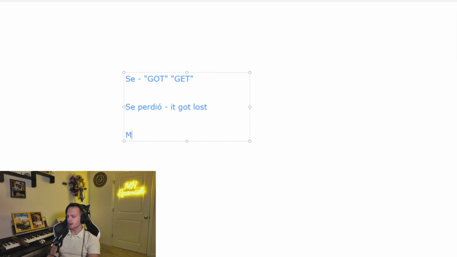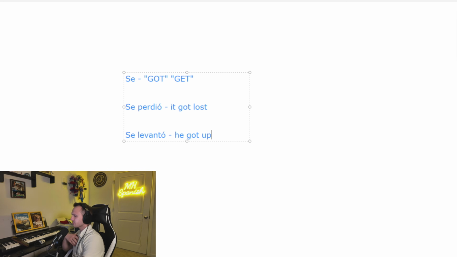Se levantó is he got up, or he gets up if it's present tense. So there's some verbs where the second that you make it reflexive with the word se, it implies that the word got or get in English is there. And that's where you kind of have to go back to, it's just the way that it is, and don't try to make too much sense out of it. Just know that this is how you use it, and then move on. Don't try to think too much into it.